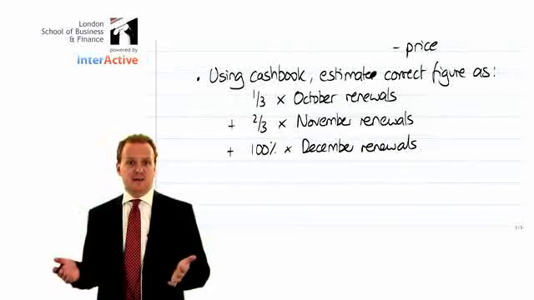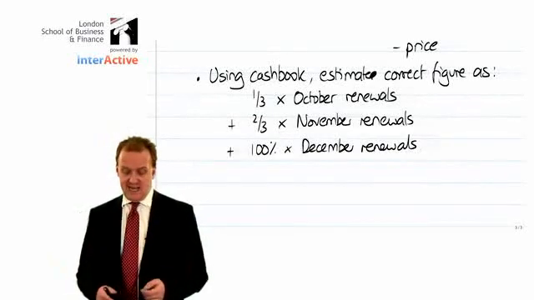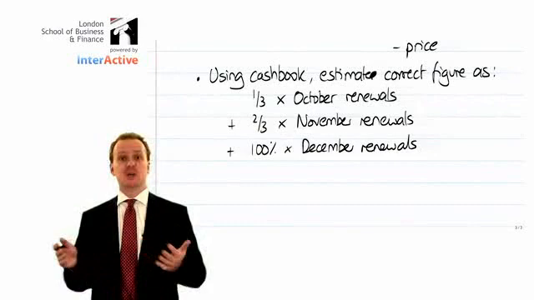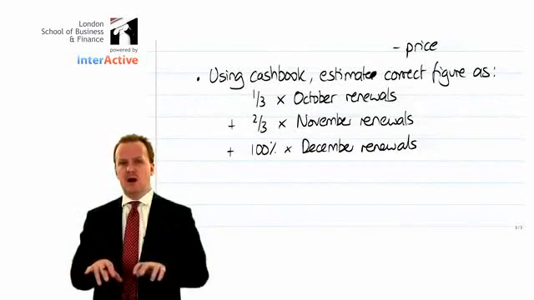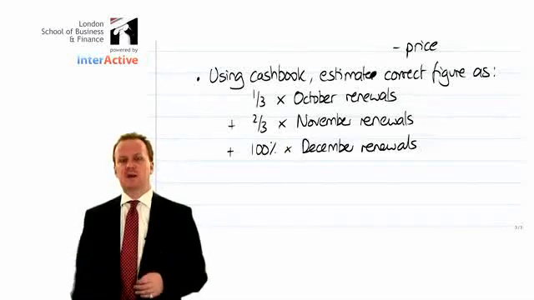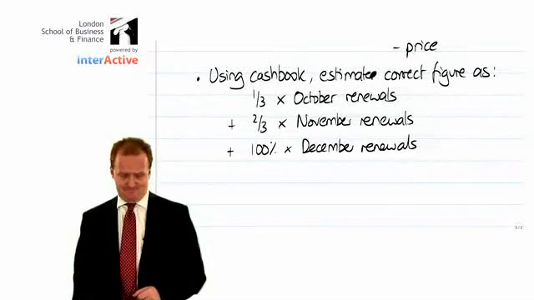Now, it's probably a little inaccurate. If someone is paying in early December, they might be renewing partly for December, of course. But that should give us a rough guide as to what the correct figure on the balance sheet should be.